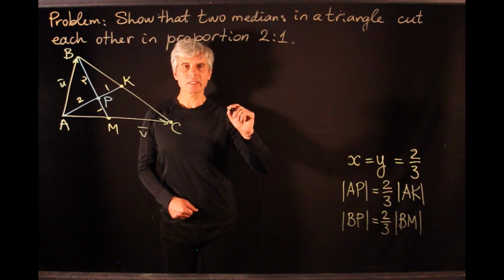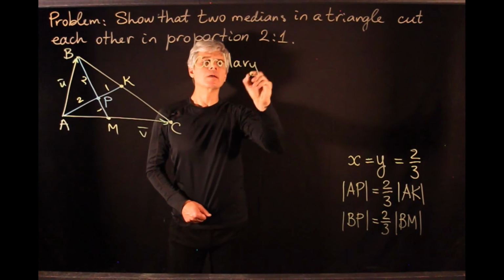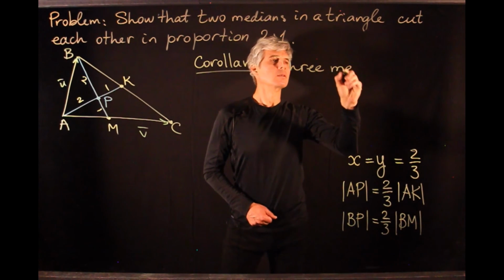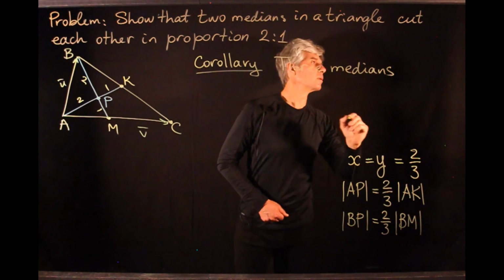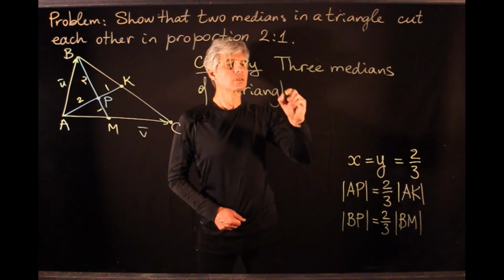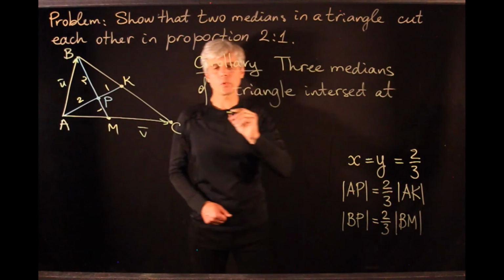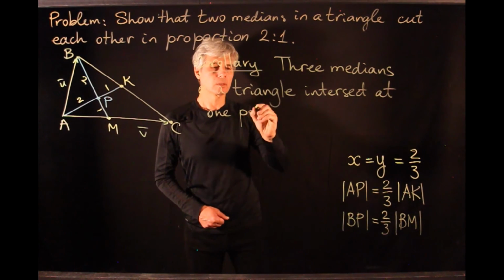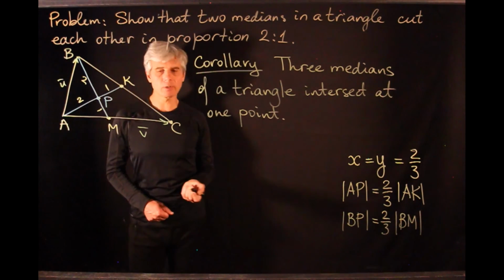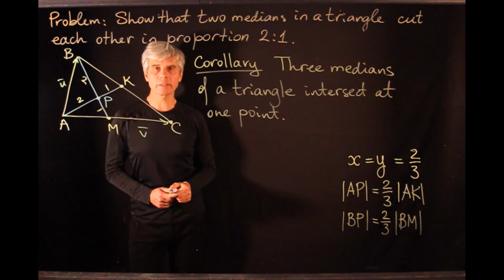This problem has the following famous corollary: that three medians of a triangle intersect at one point. So a priori, for three lines on the plane, there is no reason that they should have a common point of intersection. But for the three medians of a triangle, this is indeed the case.